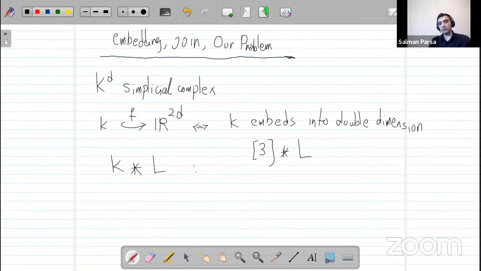Actually, to attack this problem, it's useful to think that we want to show that the join will not be embeddable into double dimension when the factors are not embeddable into double dimension. So let's assume we want to prove such a statement.